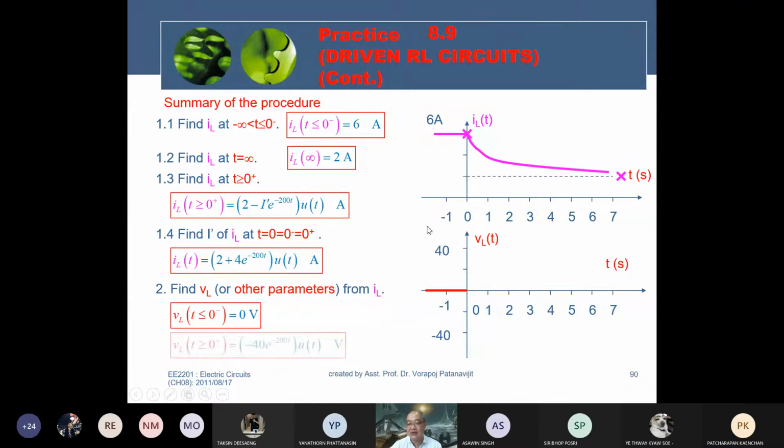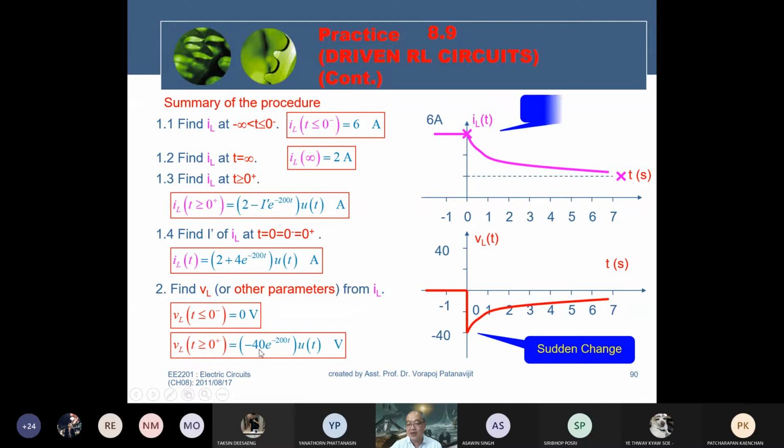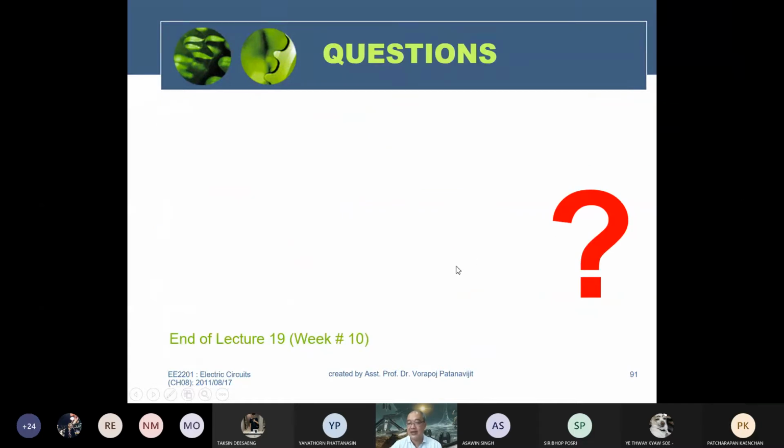Next, for time greater than 0, you differentiate L di/dt, which gives you minus 40 e power minus 200t. You can see that in this case, the inductor voltage changes from 0 to minus 40 volt suddenly, and after that it drops to 0 soon. This is the overall review of the previous assignment.